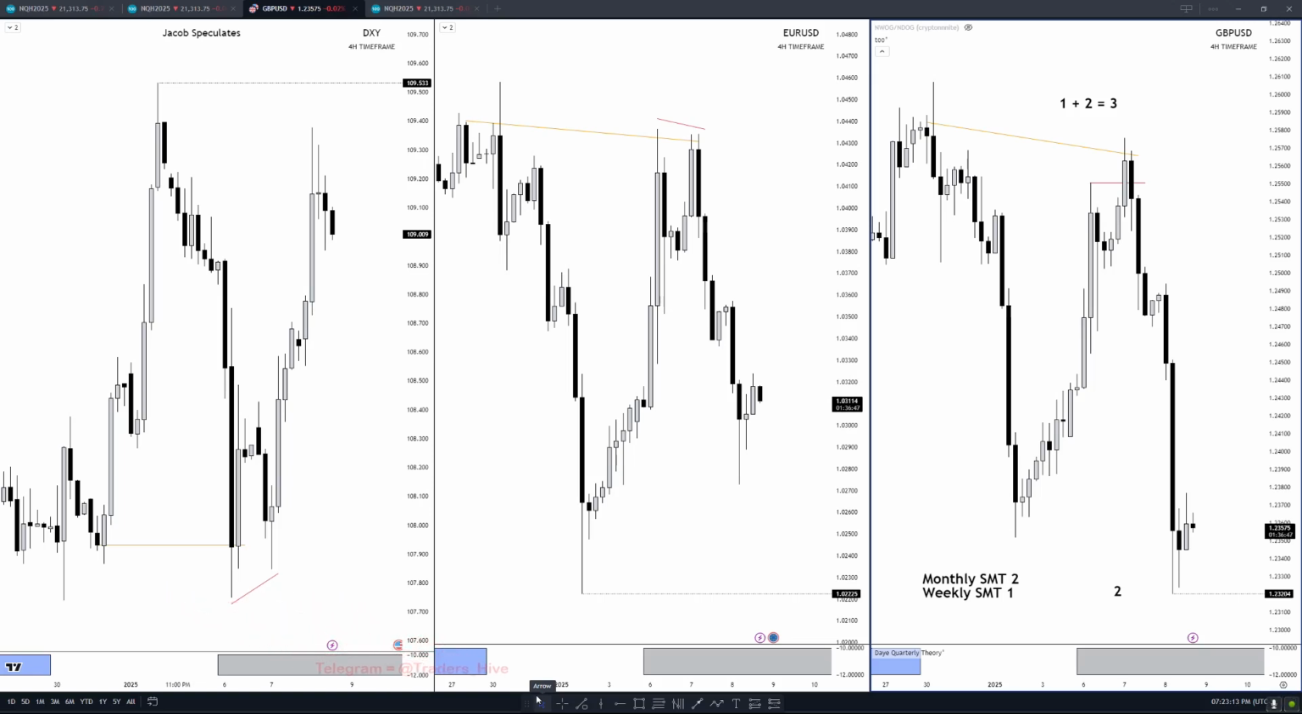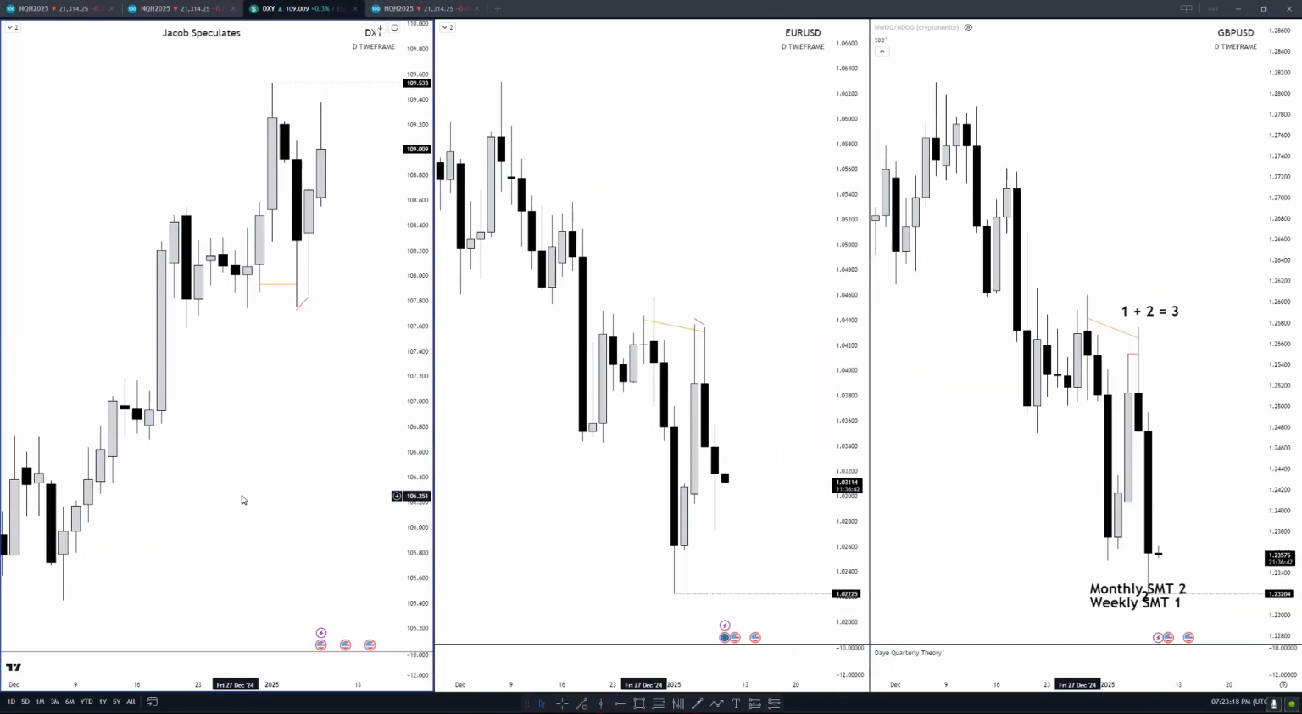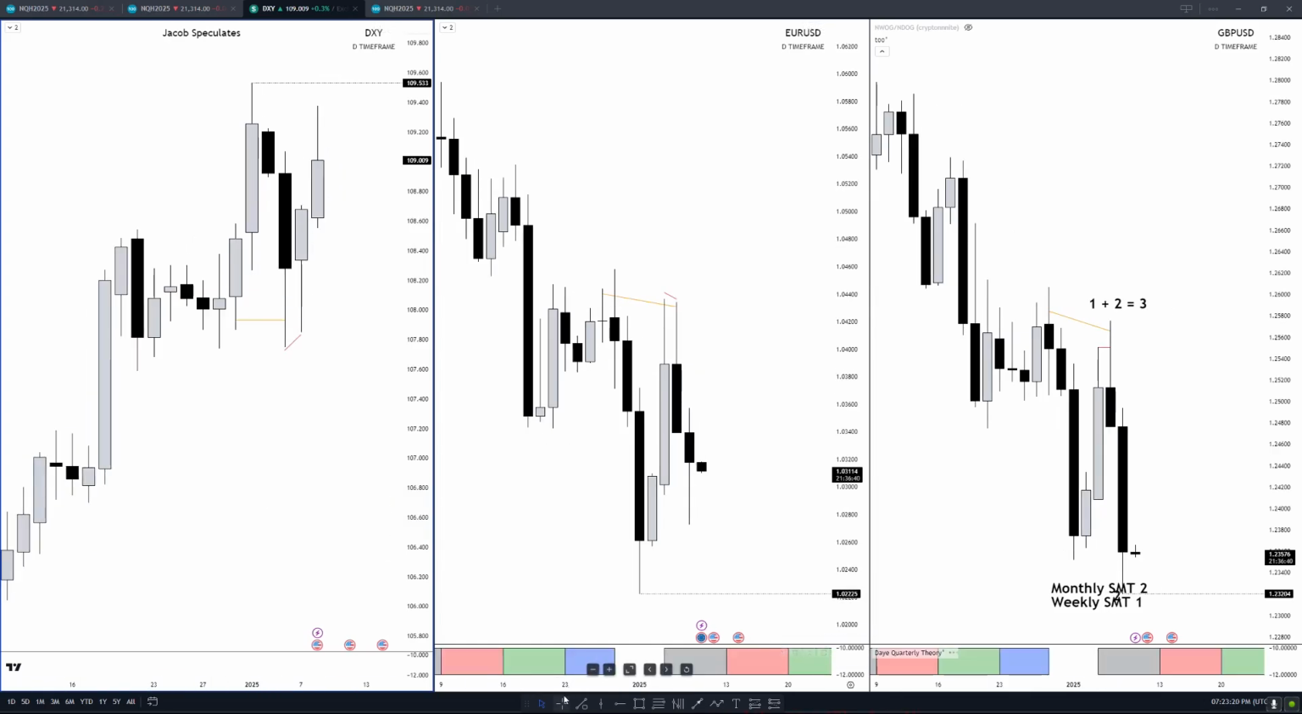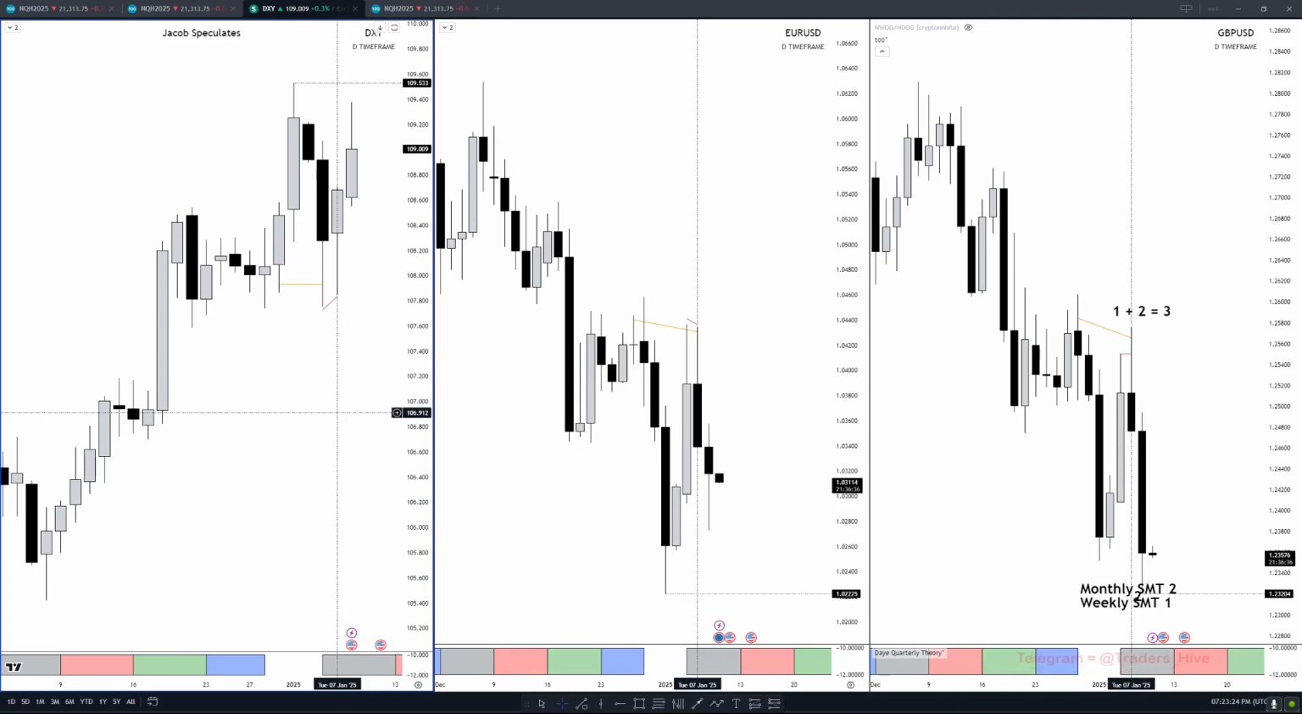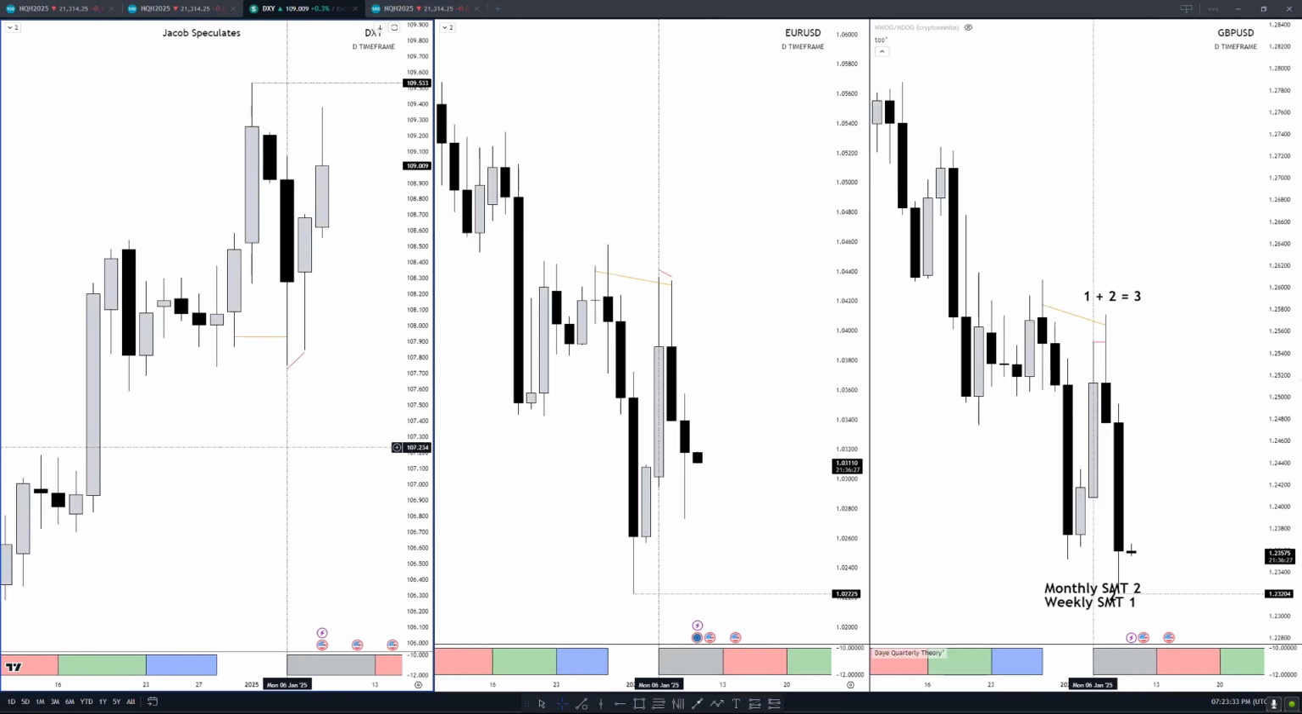Do we have daily time frame TPD for that monthly hidden SMT and Forex to confirm? We do not. And generally with hidden SMT, that will always be the case. More times than not.